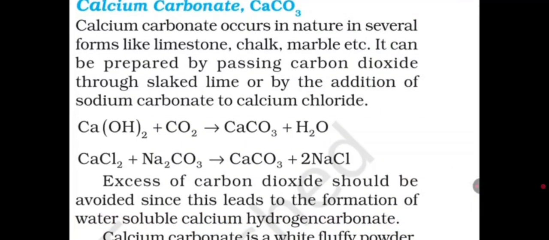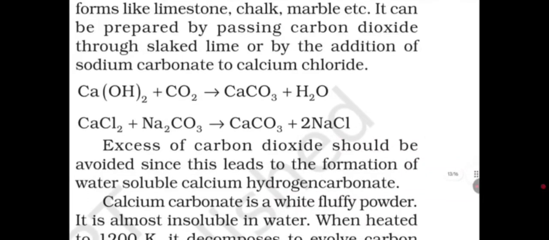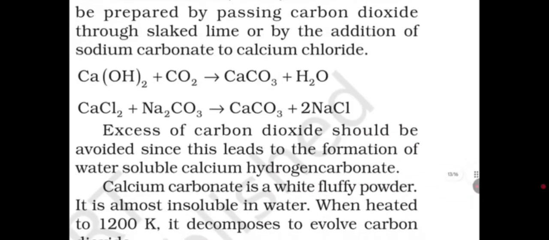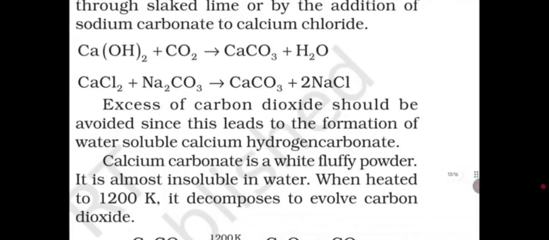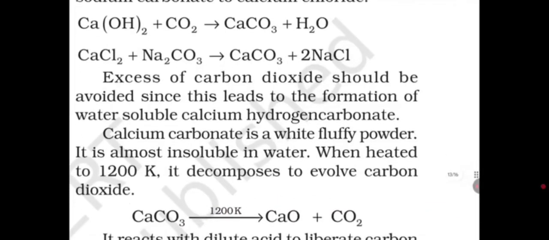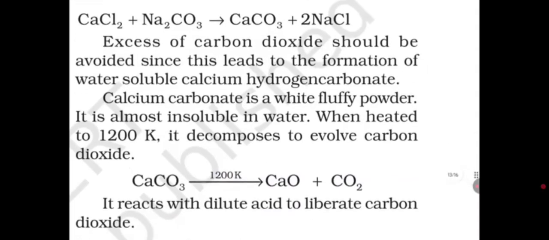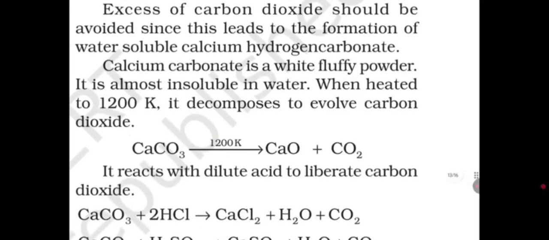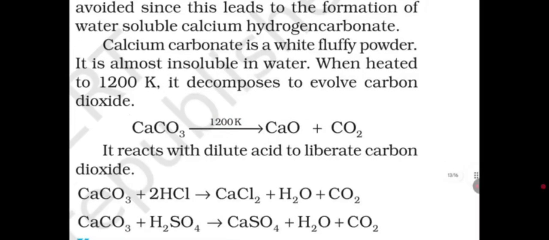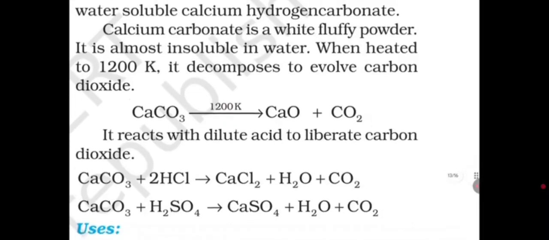Calcium carbonate occurs in nature in several forms like limestone, chalk, marble, etc. It can be prepared by passing carbon dioxide through slaked lime or by the addition of sodium carbonate to calcium chloride. Calcium hydroxide plus CO2 gives CaCO3 plus water. CaCl2 plus Na2CO3 gives CaCO3 plus 2NaCl. Excess of carbon dioxide should be avoided since this leads to the formation of water-soluble calcium hydrogen carbonate.